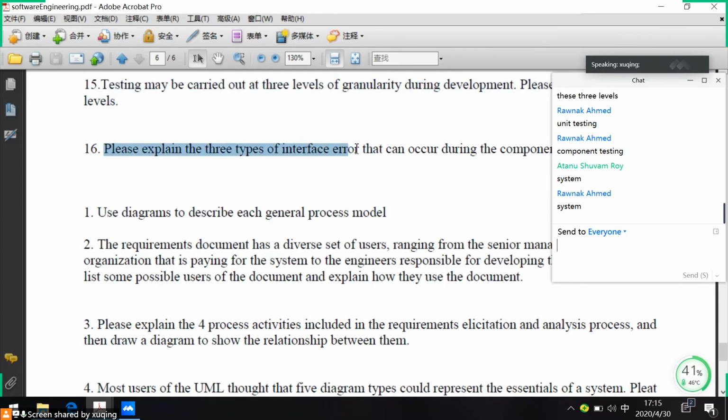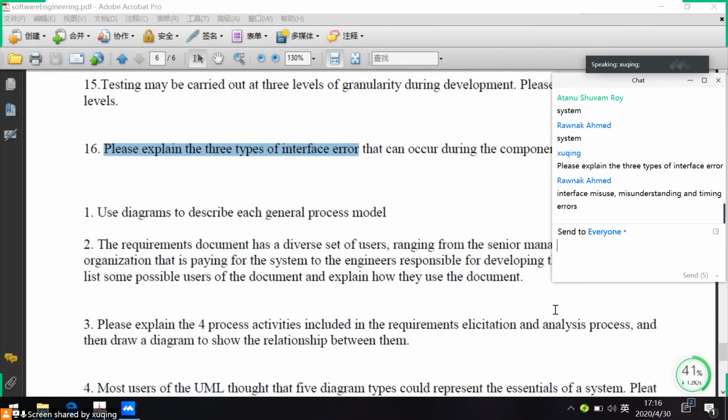The same, it is also another old question. And we have said that we have to pay attention to three types, or three classes, of interface error. Do you remember these three classes or three types? Thank you, Ramnath. Interface misuse, misunderstanding, and timing errors. We have these three classes of interface errors.